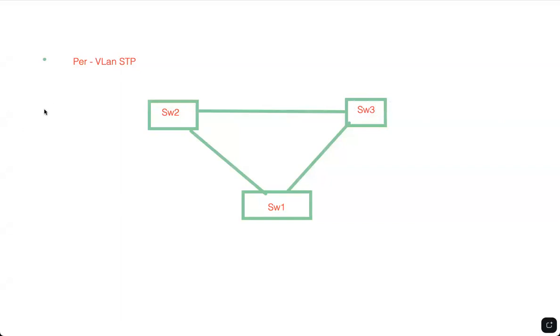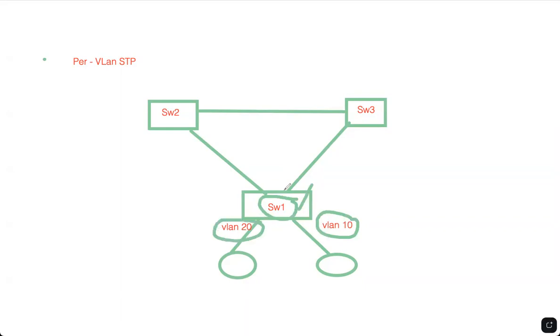Let's say there are two VLANs on this switch port. Okay, so let's say this PC is in VLAN 10 and this PC is in VLAN 20. This is an access port for VLAN 10, this is VLAN 20, and this is an access port for VLAN 10. So what we do is, instead of setting the priority at the switch level, we define the priority at the VLAN level.